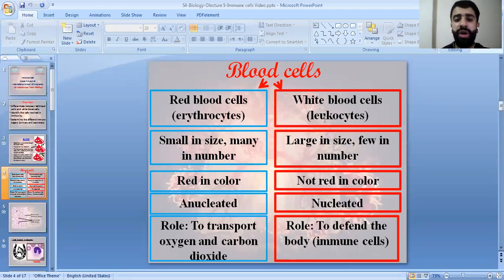Red blood cells are anucleated. What is the meaning of anucleated? Meaning that they don't have a nucleus, whereas the white blood cells have a nucleus. They are nucleated cells. What is the role of the red blood cells? The role of the red blood cells is to transport oxygen and carbon dioxide, whereas the role of the white blood cells is to defend the body. They have a role in immunity.